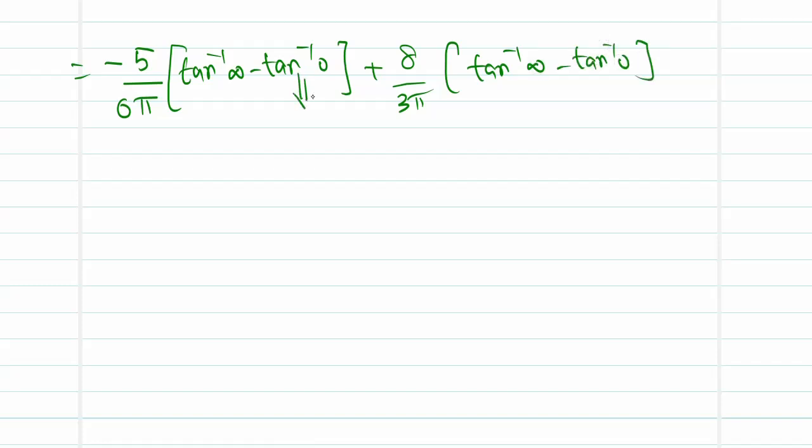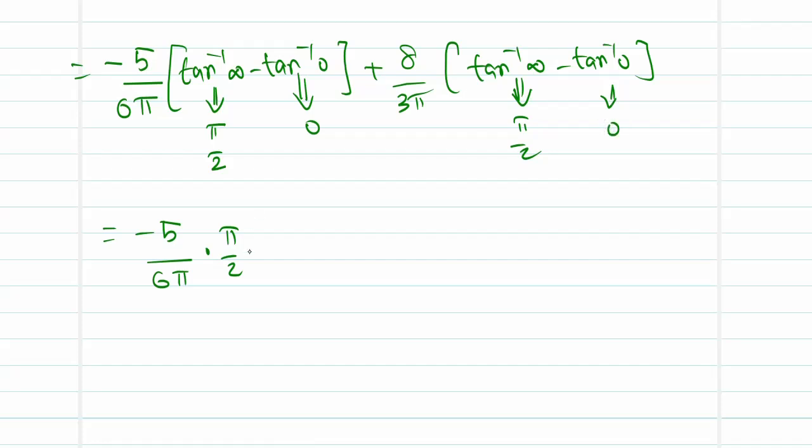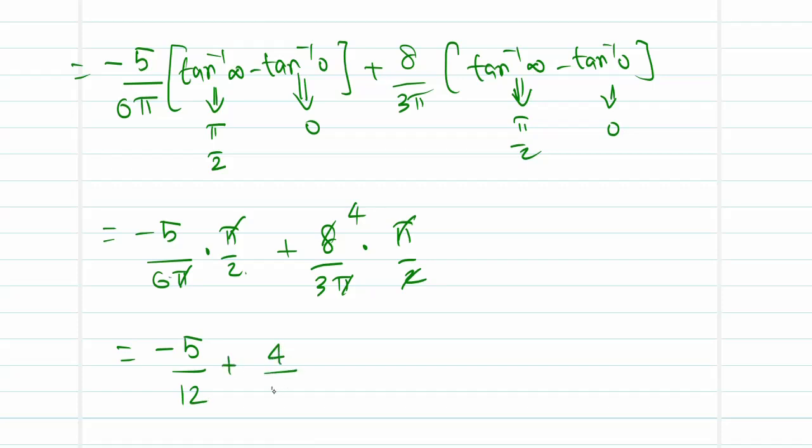Tan inverse of 0 is going to be 0 and tan inverse of infinity is going to be pi by 2. So we substitute it over here: minus 5 divided by 6 pi into pi by 2, and the other term is 8 divided by 3 pi into pi by 2. Now pi can be cancelled off on both sides over here. The 8 can be cancelled with 4 times, leaving us with minus 5 divided by 6, 2 6s are 12, plus 4 divided by 3.